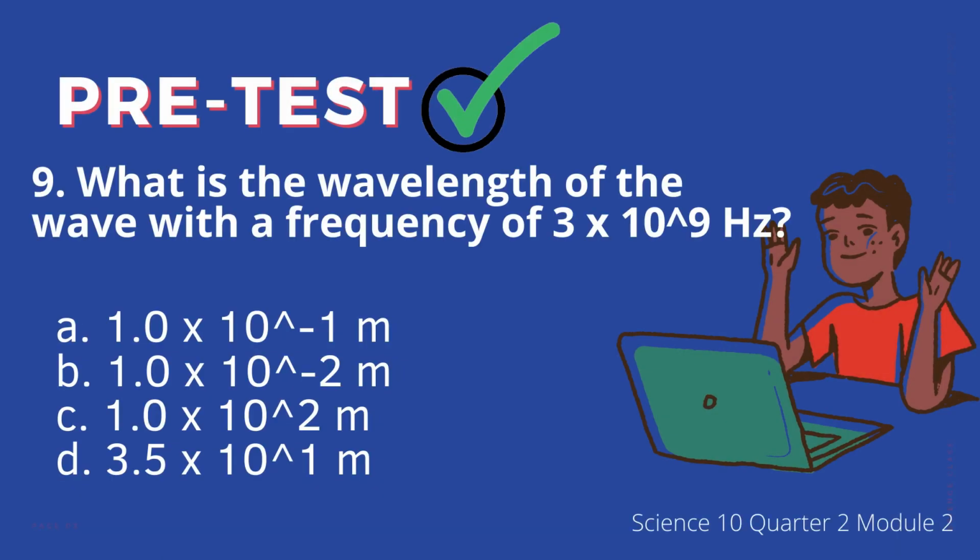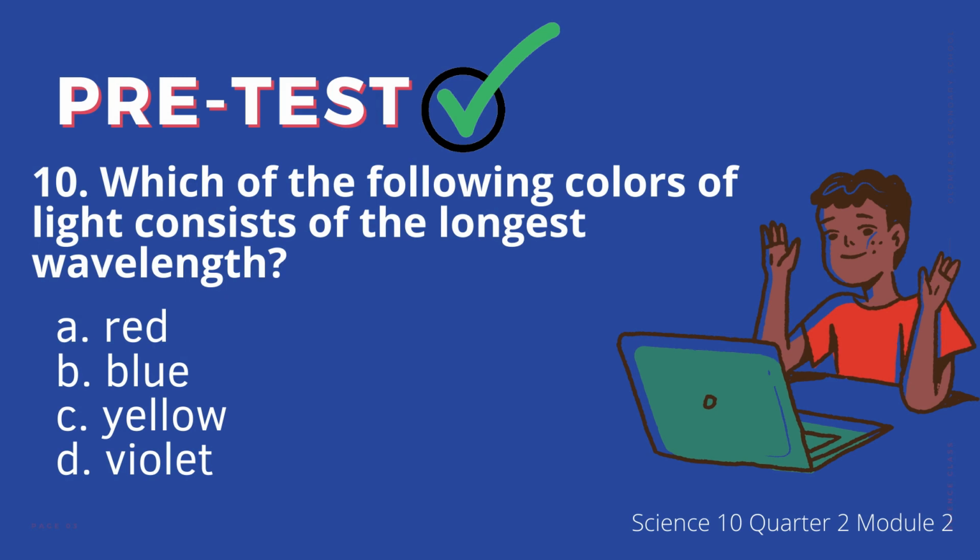9. What is the wavelength of the wave with the frequency of 3 × 10^9 Hertz? A. 1.0 × 10^-1 meters. B. 1.0 × 10^-2 meters. C. 1.0 × 10^2 meters. And D. 3.5 × 10^1 meters. 10. Which of the following colors of light consist of the longest wavelength? A. Red. B. Blue. C. Yellow. D. Violet.